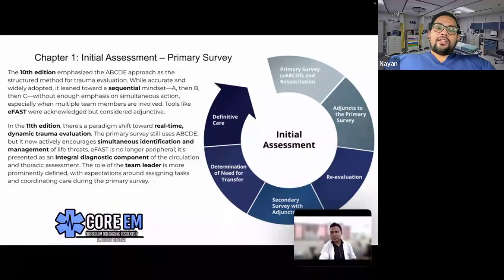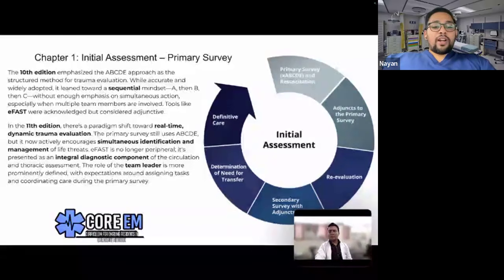They have removed that mention of the initial 10-second assessment, and they have asked us to use the direct XABCDE approach. And in the 10th edition, it was mentioned that they were only writing it sequentially to emphasize what is important and what kills first. But people decided to use it only as a sequential approach. They wanted to decrease this misconception, and they have now made it a dynamic trauma evaluation with simultaneous identification and management. So EFAST previously was used as an adjunct. Now it is an integral part of diagnosis in circulation and thoracic trauma assessment. And the role of the team leader is more prominently defined now.